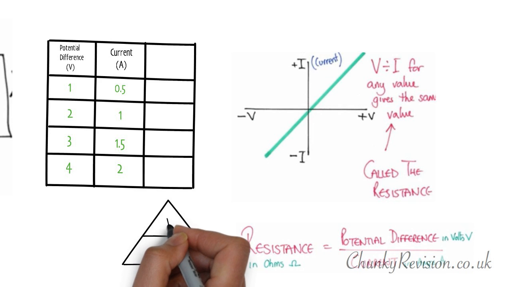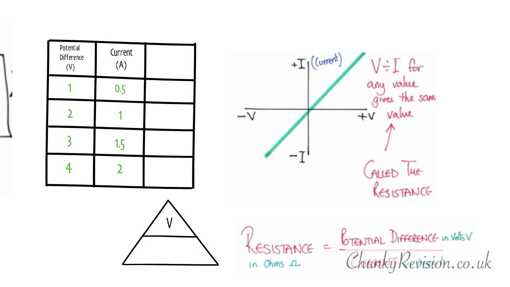The international symbol for voltage or potential difference is V. The symbol for current is I. It isn't C because C is used for something else. The international symbol for resistance is R.